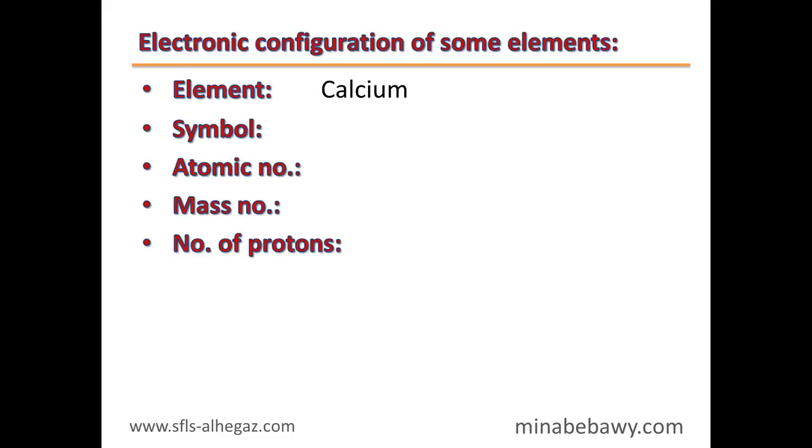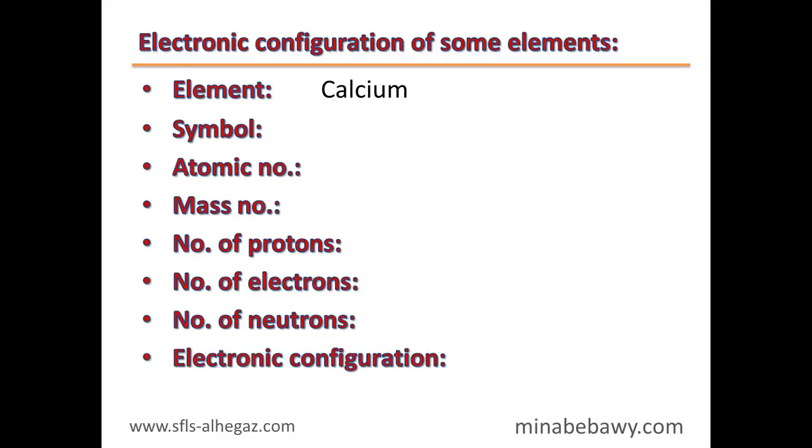The final element whose electronic configuration we will write is calcium. The symbol of calcium is Ca. Its atomic number is 20. Its mass number is 40, which is written at the top left corner of the element. Number of protons is equal to atomic number, equals 20. Number of electrons is equal to number of protons, equal to atomic number, equals 20. Number of neutrons equals mass number minus atomic number, equals 20.